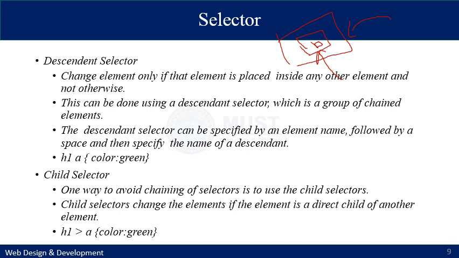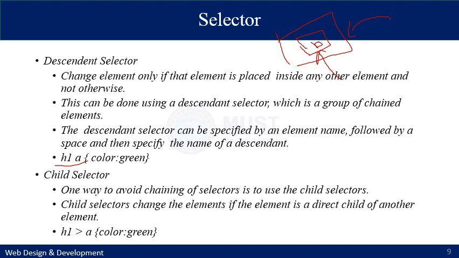A descendant selector can be specified by an element name followed by a space and then the name of the descendant. For example, in this case we have specified the element name div, space, and then the element name button or input, and then we specify the declaration of our style. So in the slide example we have a header element and then a link element in the header, and we have applied the color green to any anchors that are descendants of heading elements.